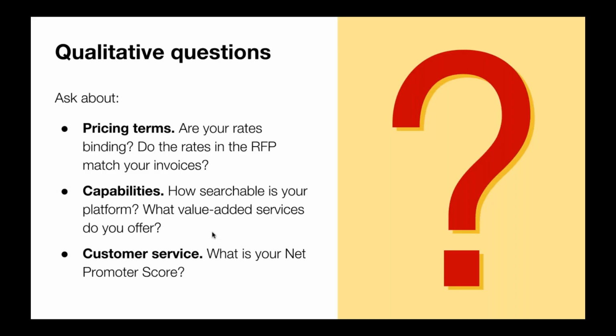Cool. So we've touched base on a lot of the quantitative stuff, but let's now touch base on some of the qualitative questions you can and should be asking your forwarders about. So the first thing is pricing terms. Often these terms are hidden away somewhere, and it's important to set them early with your partners and your providers. Ask providers to make rates binding.